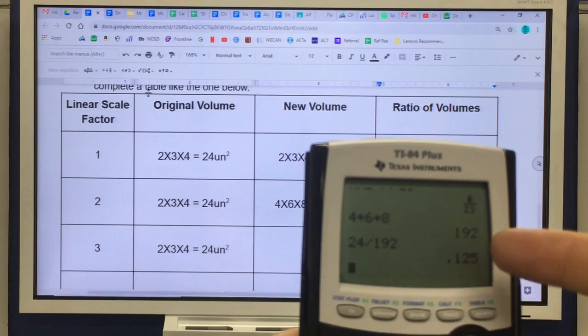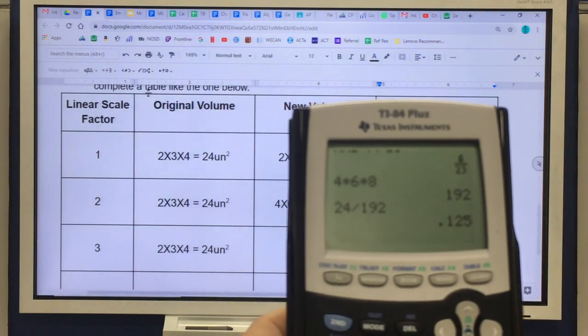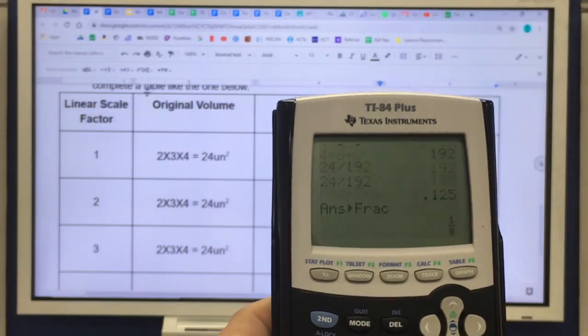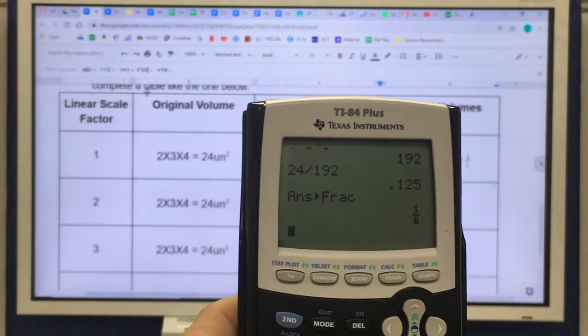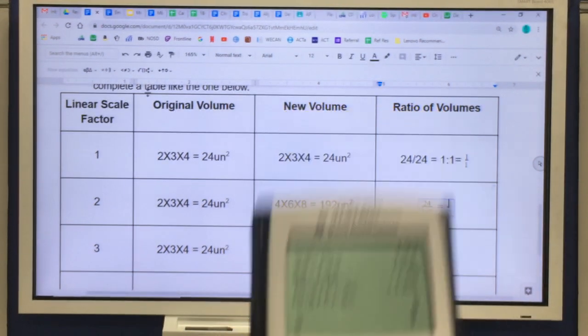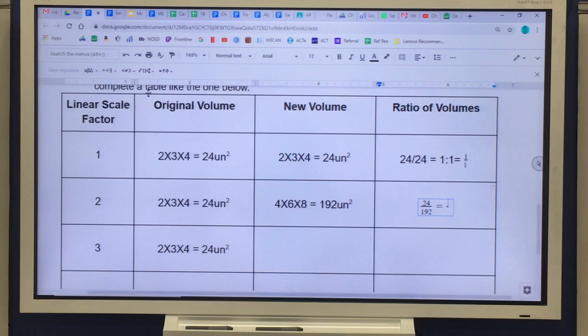Bam! Again, that doesn't mean anything to me. So I'm going to change it to a fraction. That's 1/8. That's interesting. 1/8. I'm going to come back to my little equation later on, but that's an interesting ratio, 1 over 8.